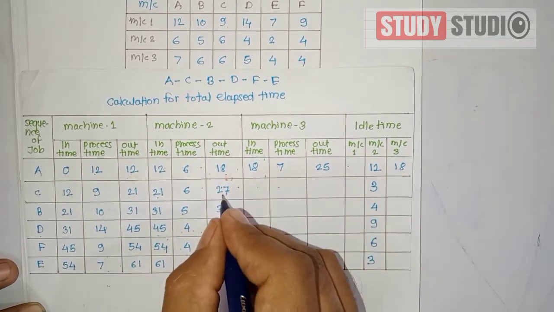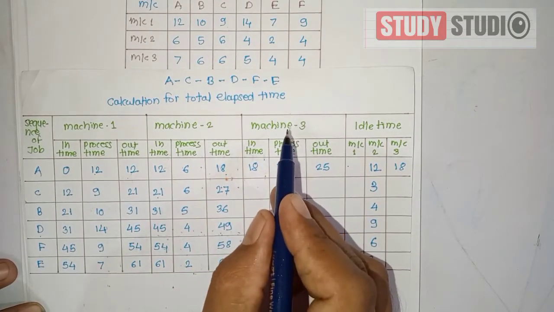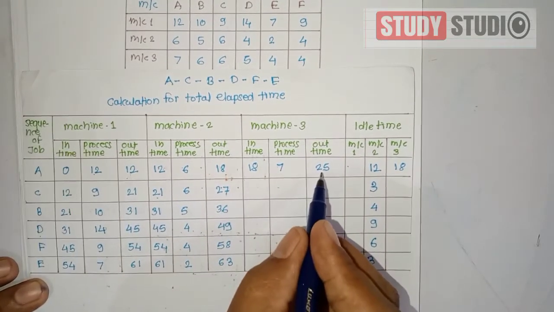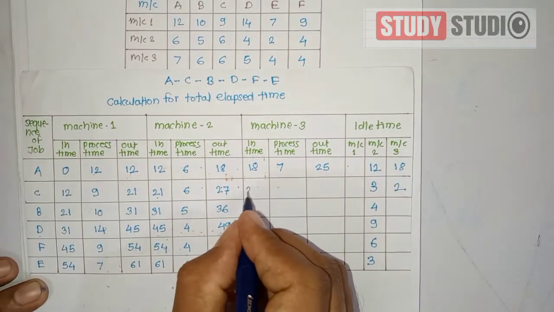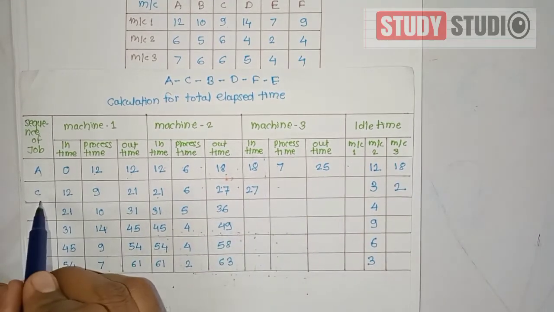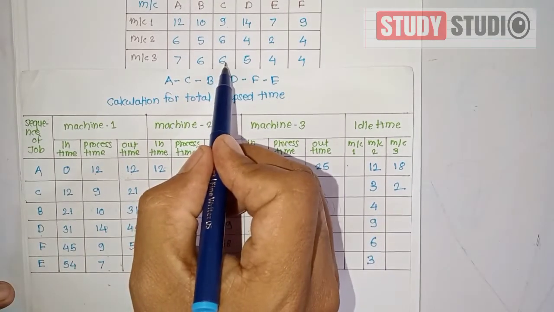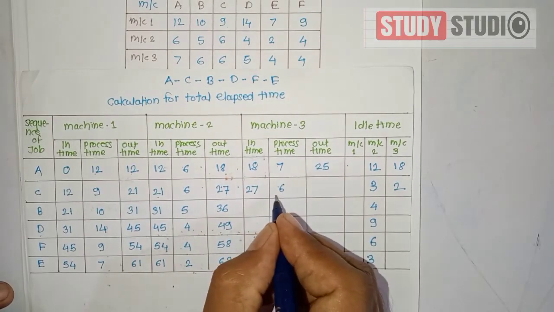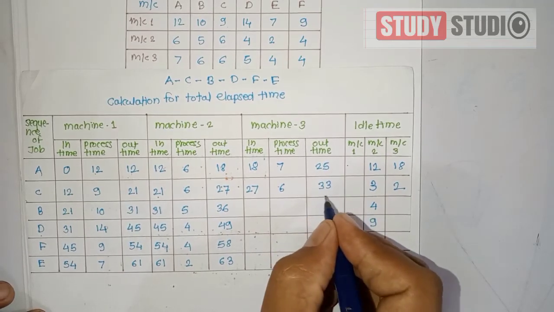Now this 25 is less compared with the 27. So machine 3 has to wait for job C, right? So that is 27 minus 25, that is 2 hours. So 2 will be idle time. Write down 27 here. Now job C will be performed. Job C requires 6 hours on machine 3 processing time. So 27 plus 6 is equal to 33 is the out time.